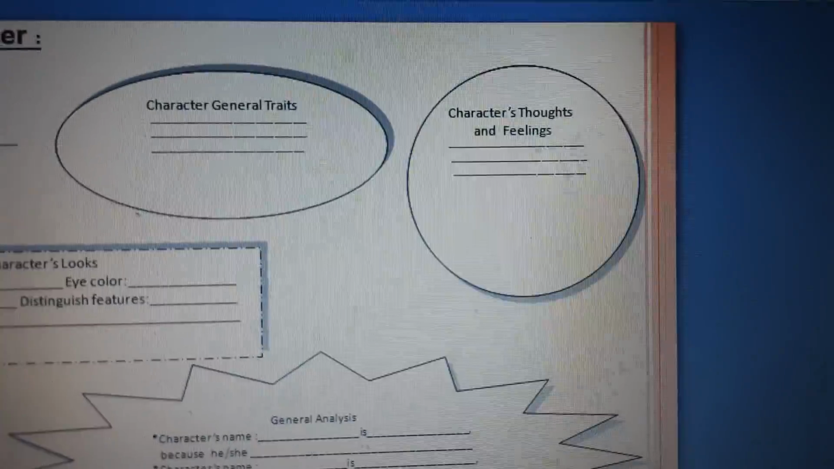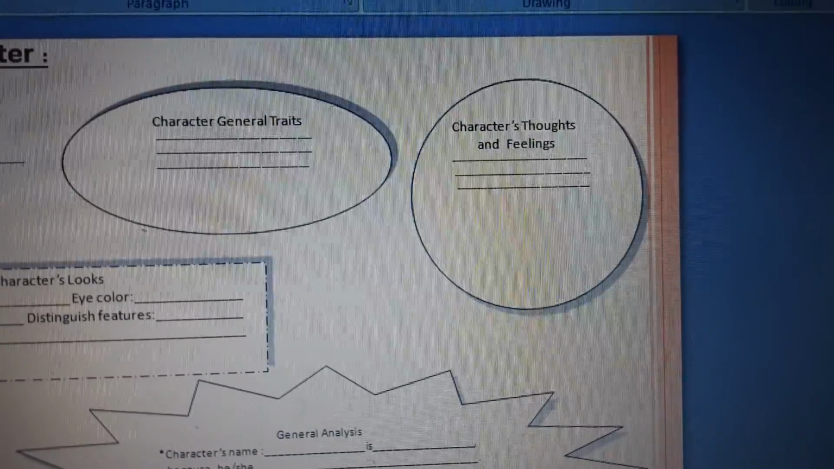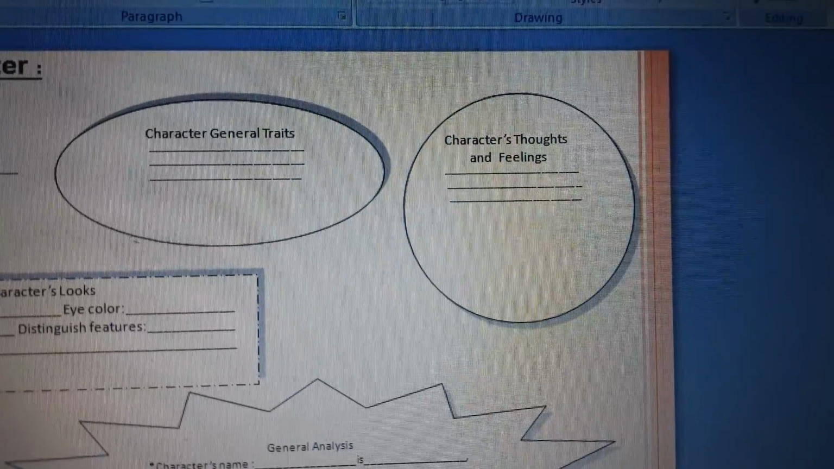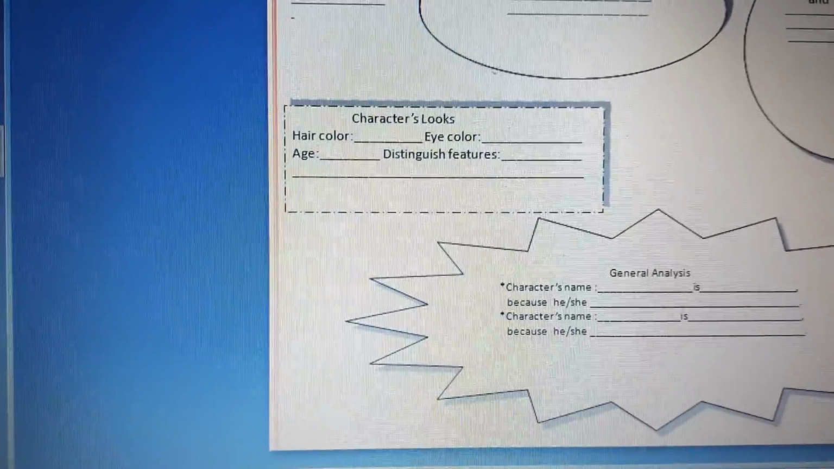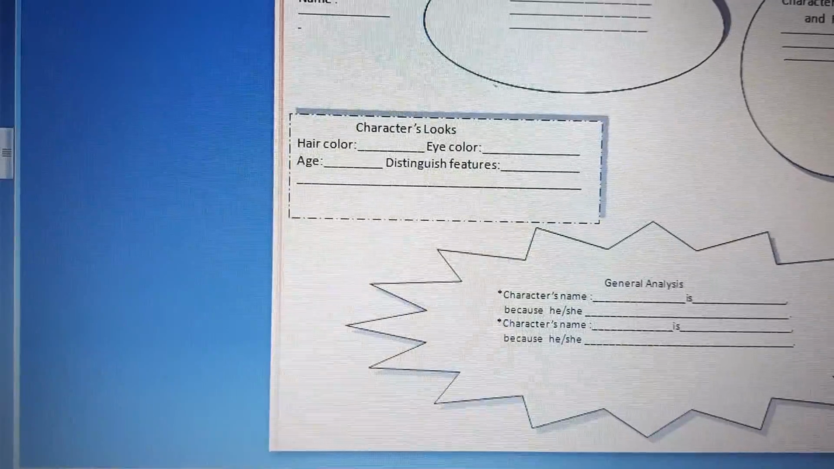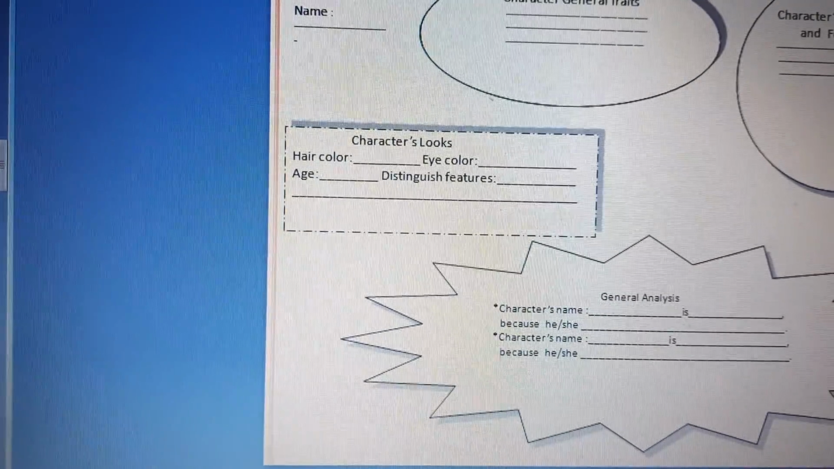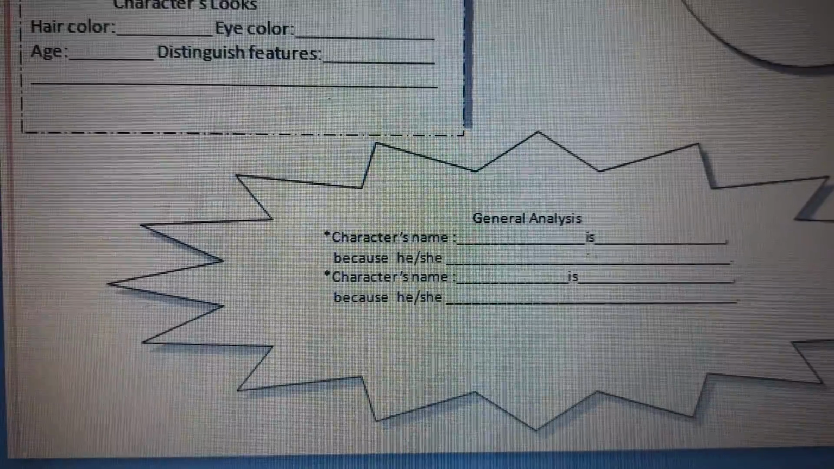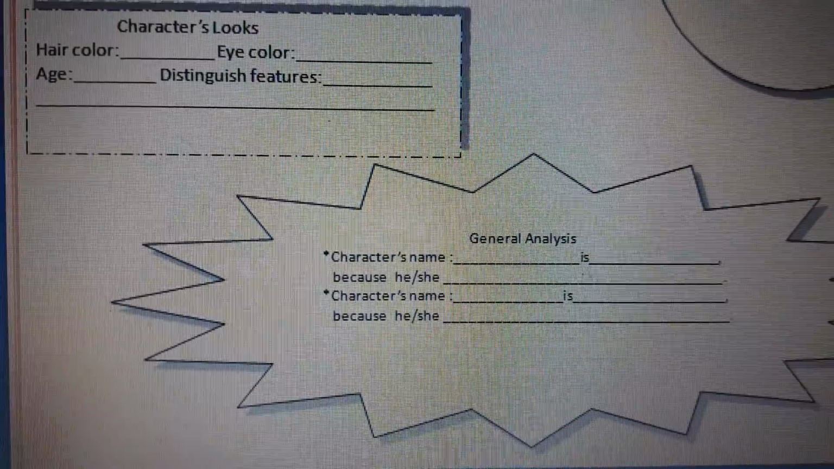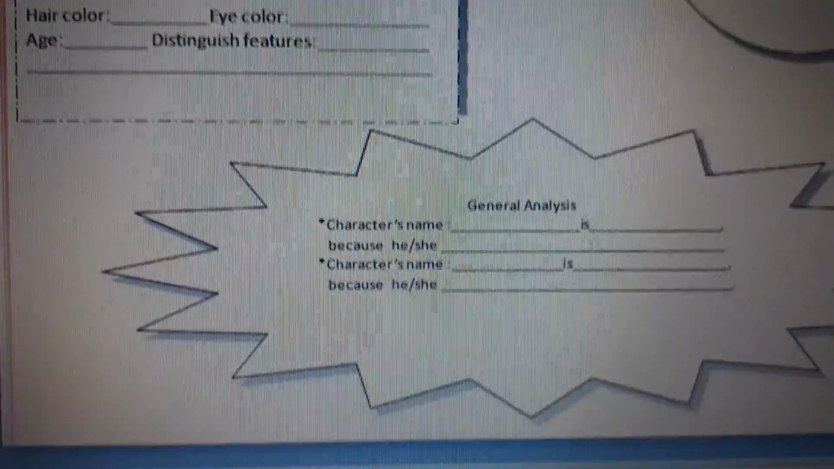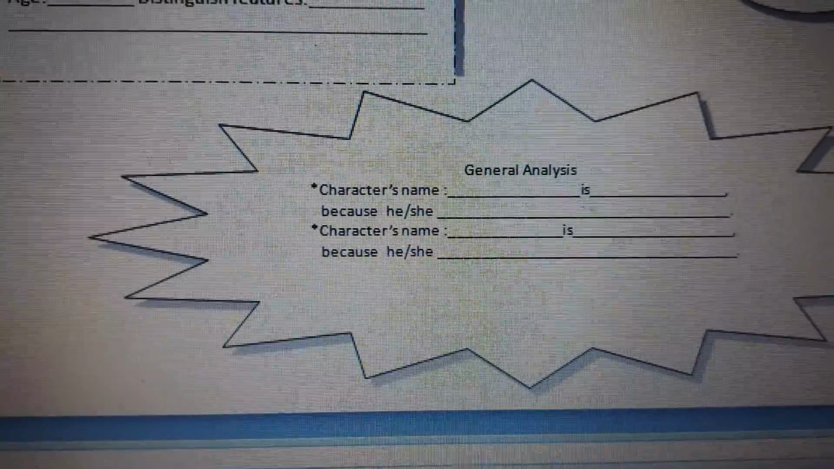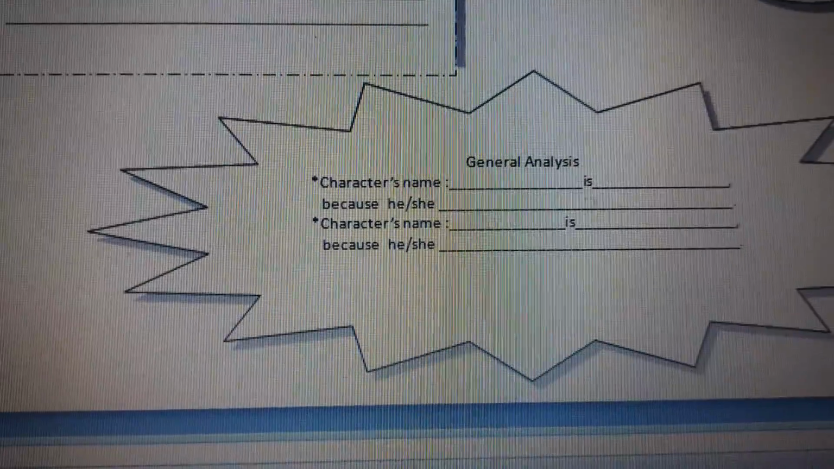Okay, and here: character general traits, character's thoughts and feelings, character's look, hair color, eye color, age, distinguished features. If you want to say something else, okay. And here, character analysis: character's name, she or he, another character, be it she or he, it depends.